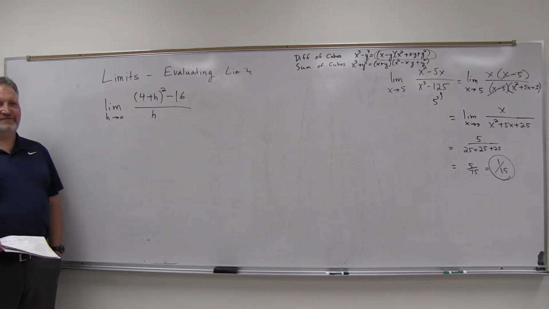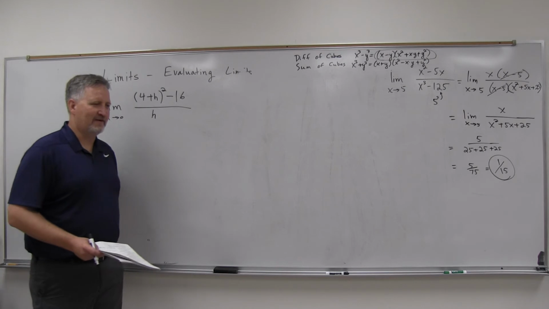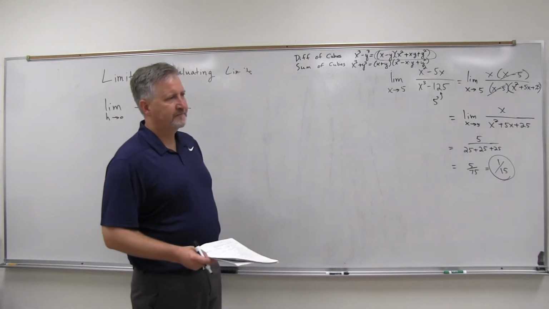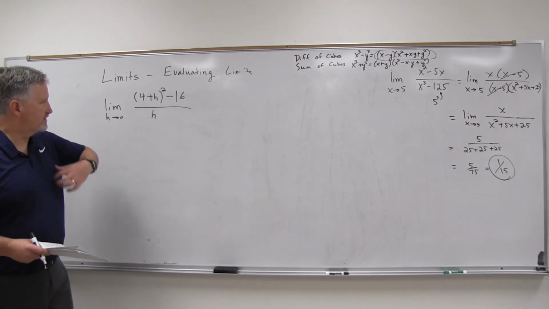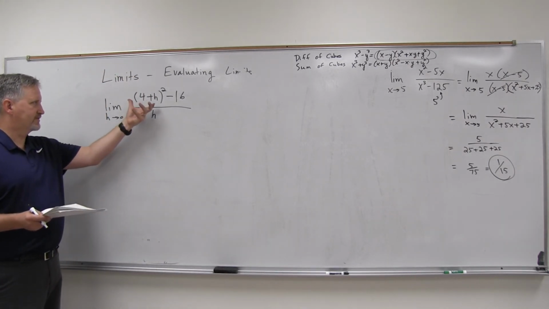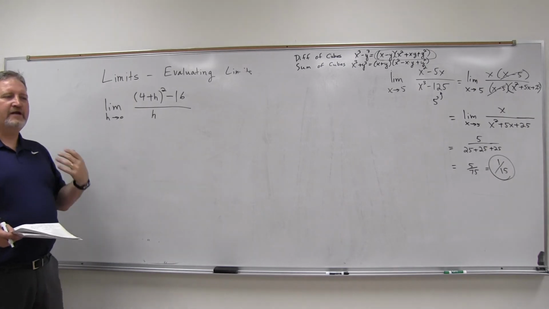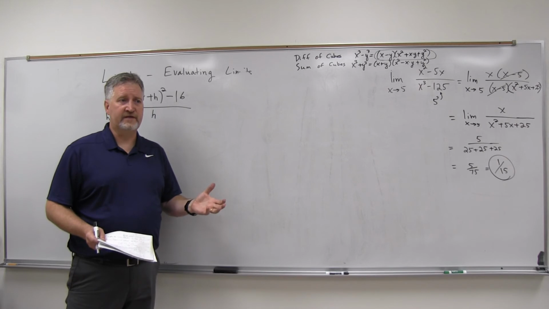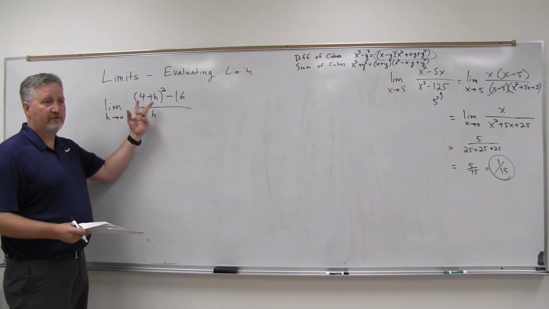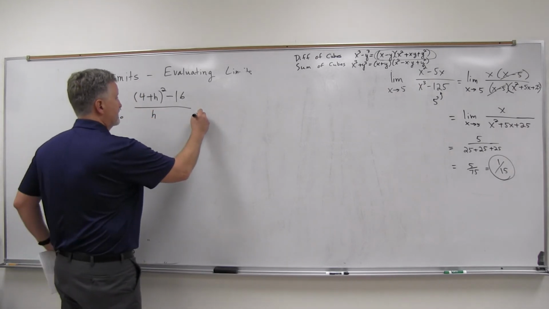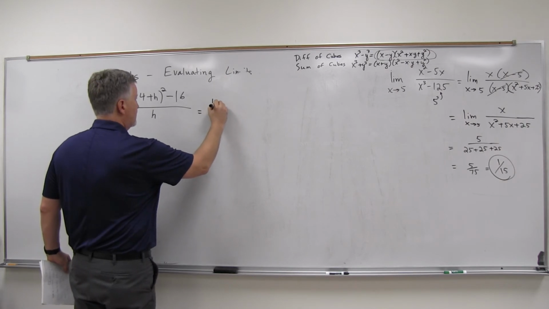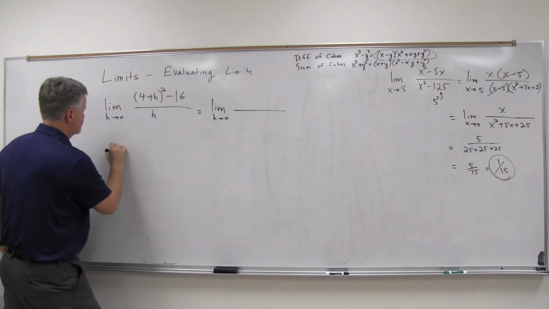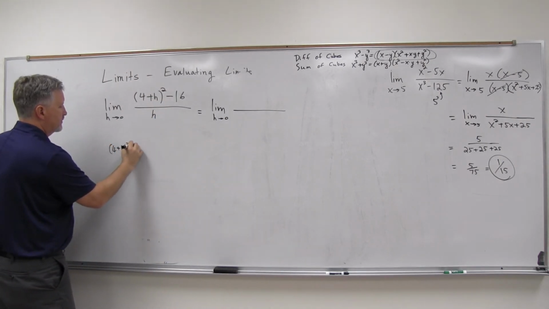I guess if you're really into factoring, you might say, hey, I can factor that. But let me show you this other possibility too. A lot of times when you run into something like this where you've got parentheses, a binomial, you just multiply that out or simplify it. Go ahead and multiply out the (4 plus h) squared. In other words, FOIL that out.